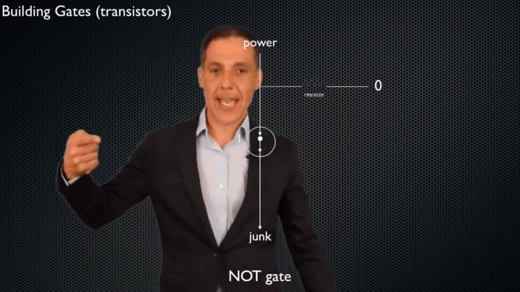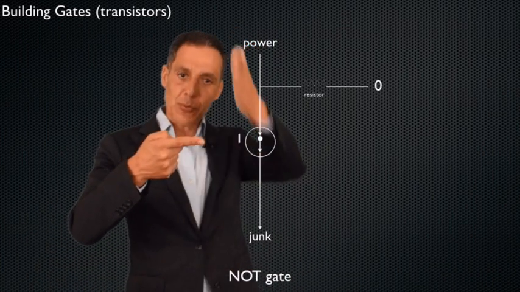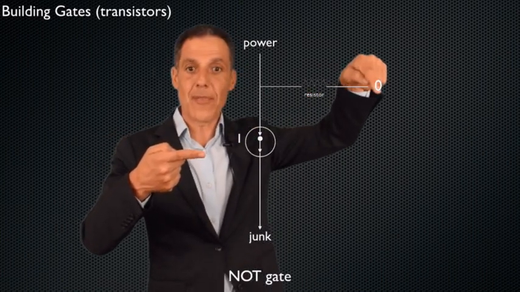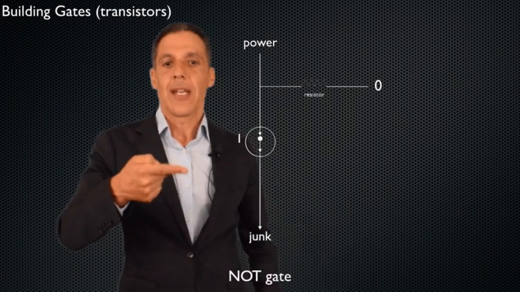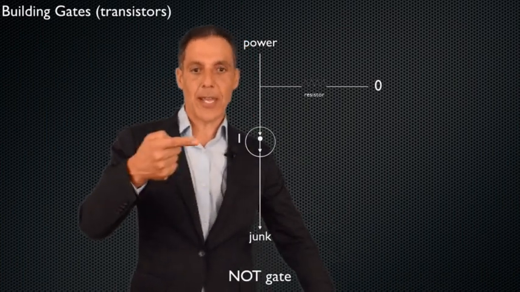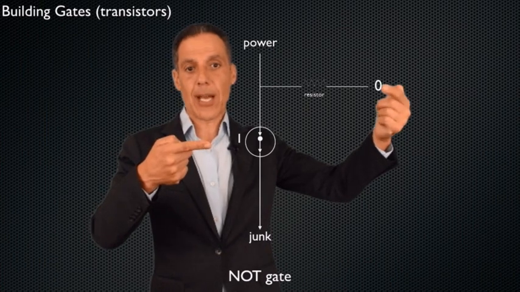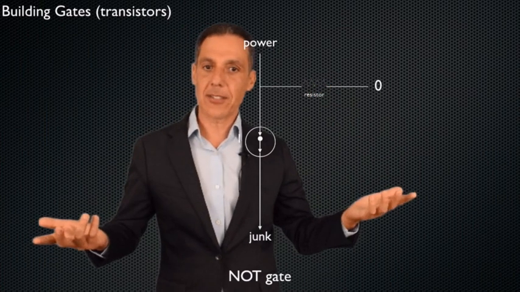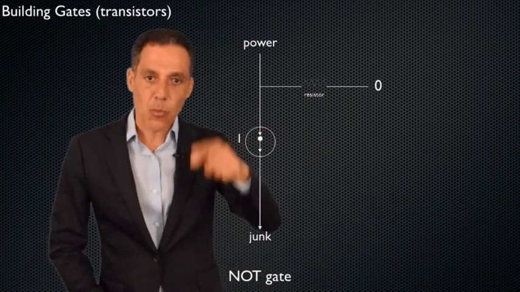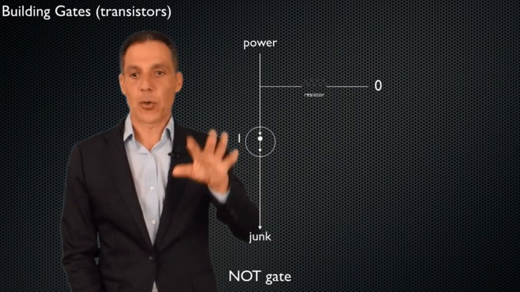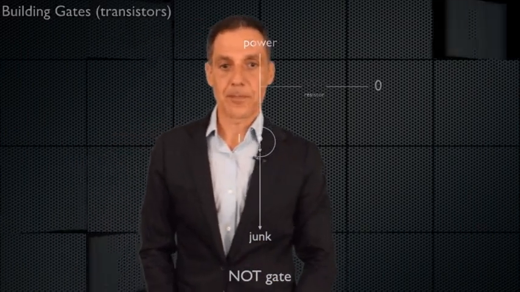On the previous slide, I had an input of 0, which would not allow the power through, so the power has to go out through the resistor, and I get a 1 there, 0 to 1. Now, the power can come through, gets pushed out to junk, don't care, but there's no power coming out here because it didn't want to go through the resistor. I have a NOT gate. For the NOT gate, of course, I only need one transistor and that little resistor right there, all of which are physically realizable.